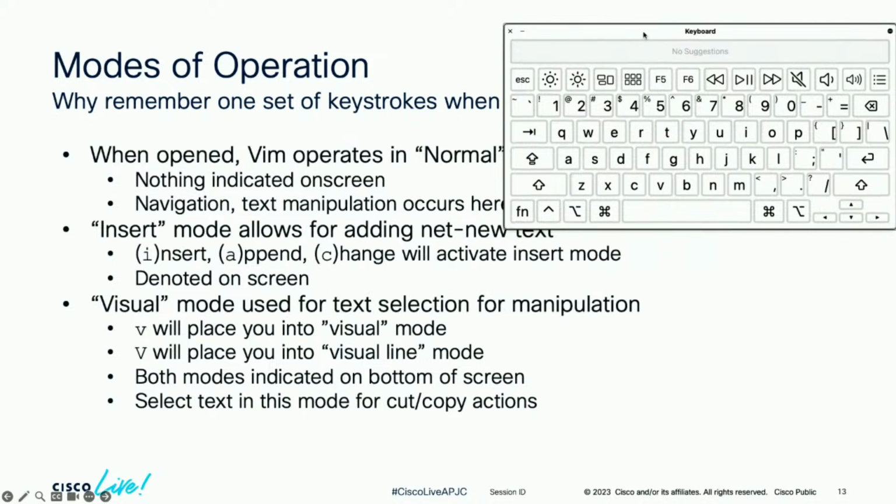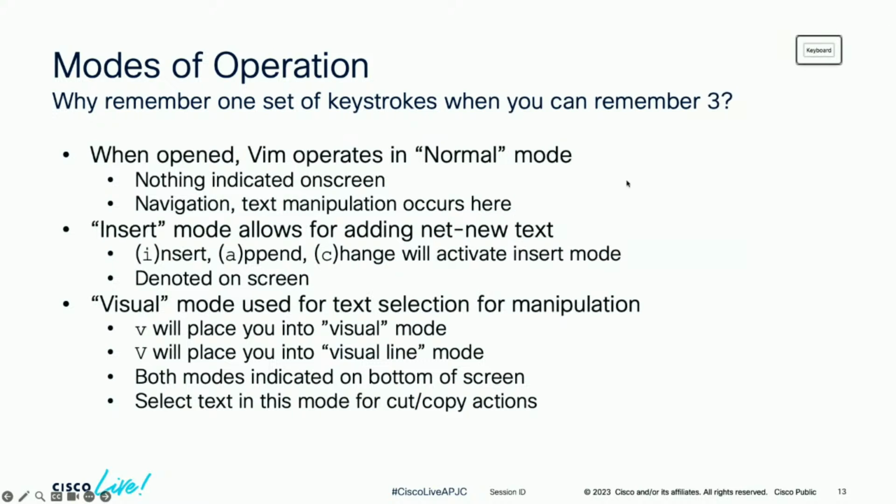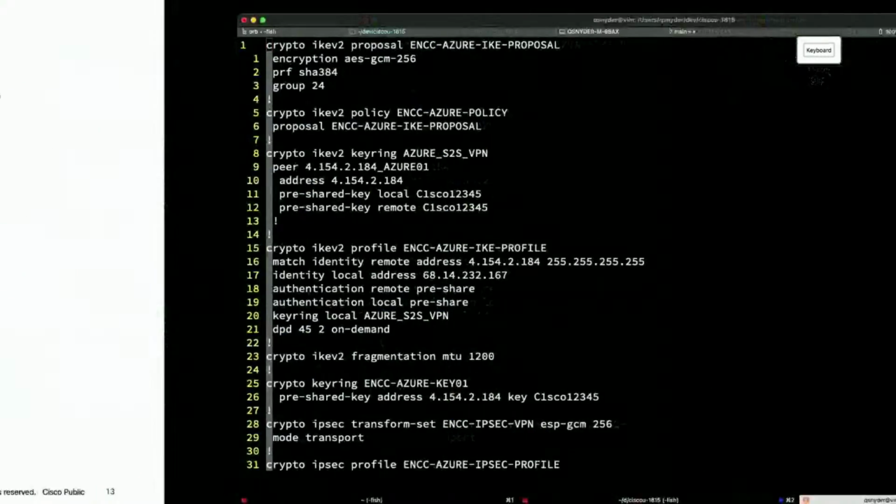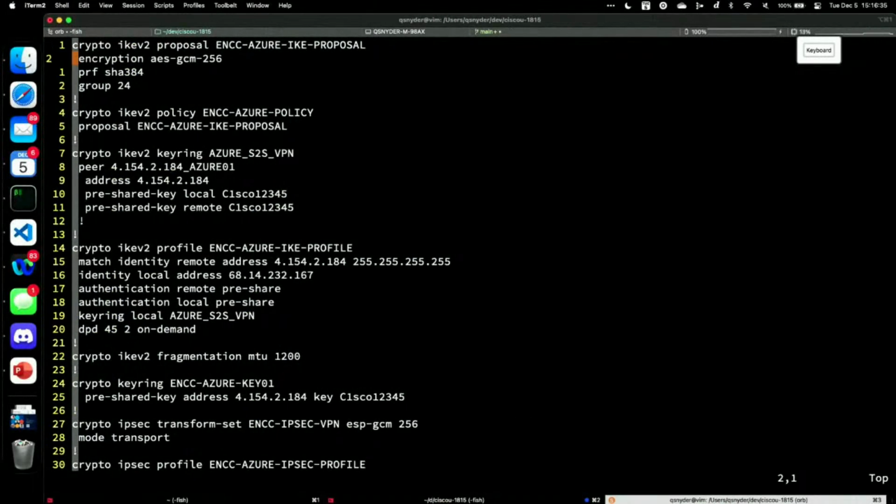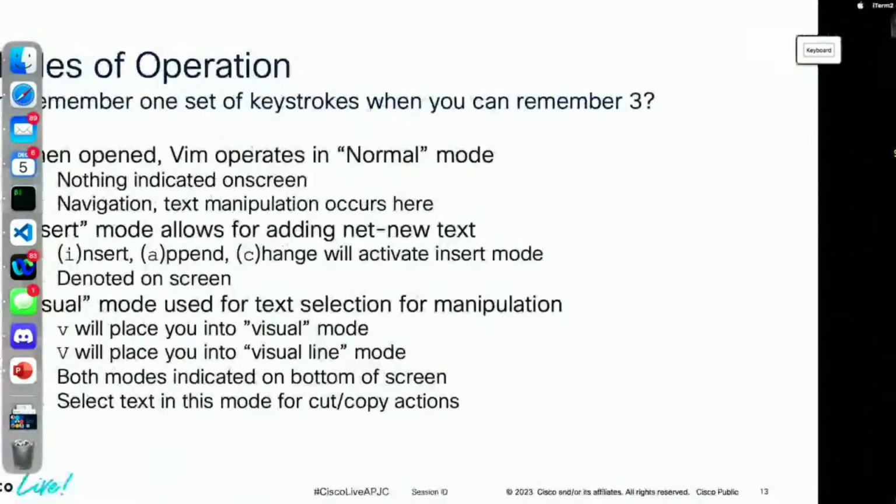Modes of operation. So the biggest thing that people get hung up on with VI is modes of operation. By default, what I was moving in was called normal mode in VI. That supports all of my navigation and how I move on the screen. So I can do text manipulation, basically, if I want to change or delete a word, or I can move on the screen. And you can see that nothing is indicated there in normal mode. I'm moving around and nothing is indicated.